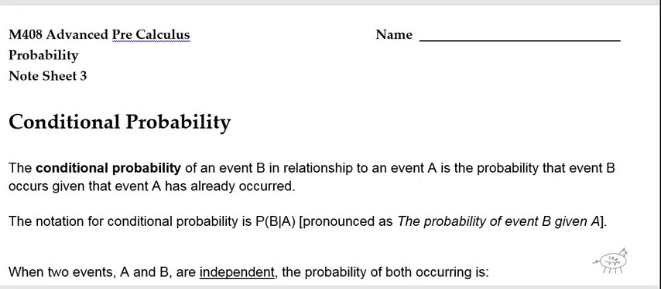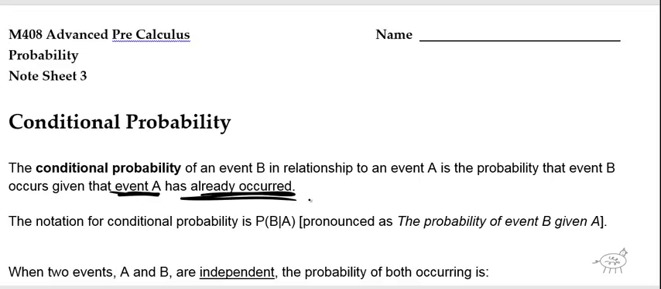So let me just read off a couple things here. The conditional probability of an event B in relationship to event A is the probability that event B occurs given that A has already occurred. The best example I can give you is if I pick something that has occurred already. That's why I say event A has already occurred. So the probability changes based on what event A happened.